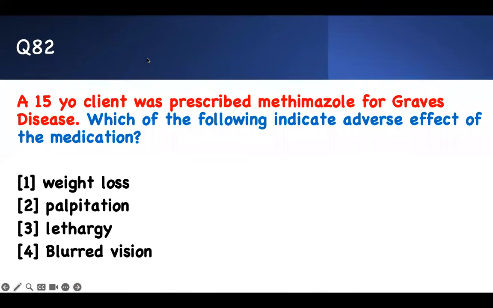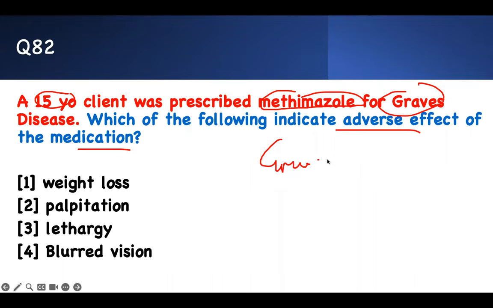32. Which of the following indicates an adverse effect of the medication? A 15-year-old client was prescribed methimazole for Graves' disease. Which one indicates an adverse effect? Think about it. Remember the buzzword: Graves' disease. That means you have too much thyroid hormone. Everything is up, right? Everything is up. So what do you think?